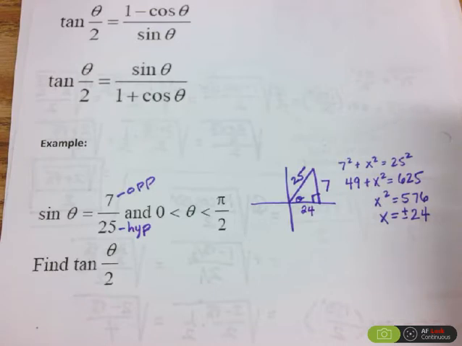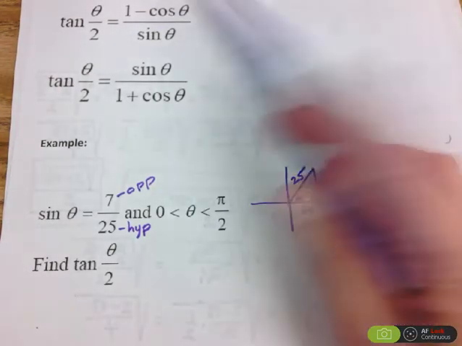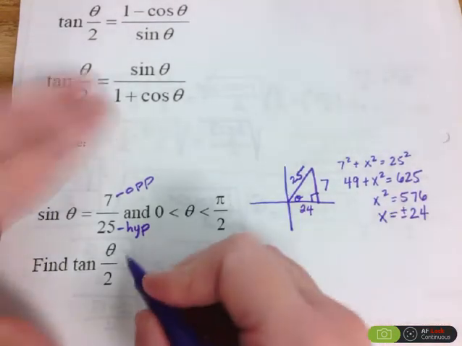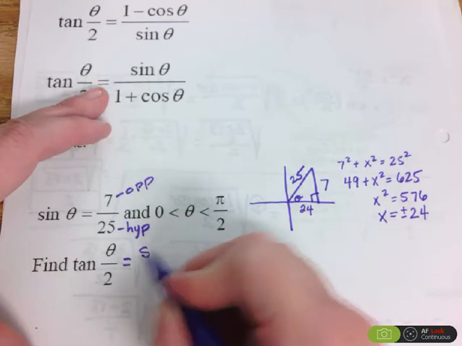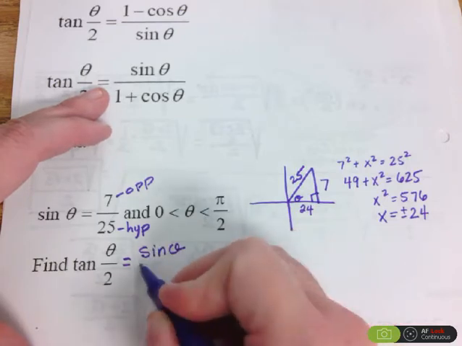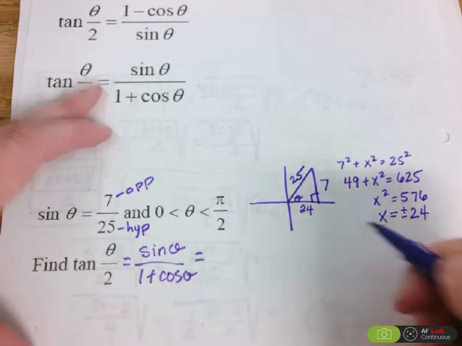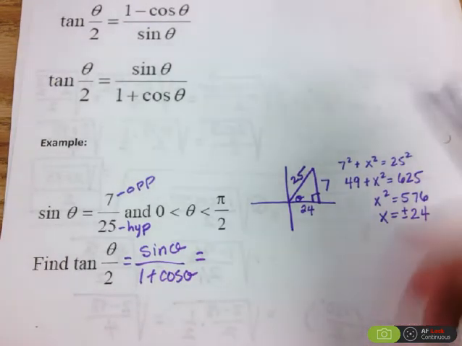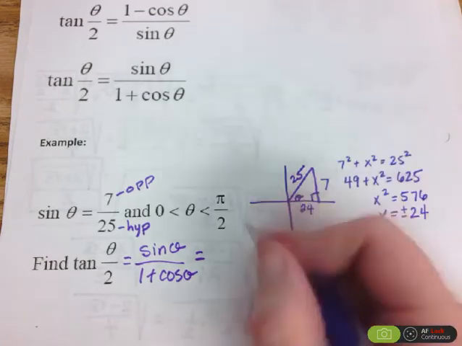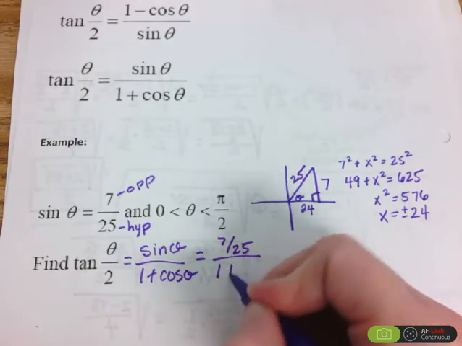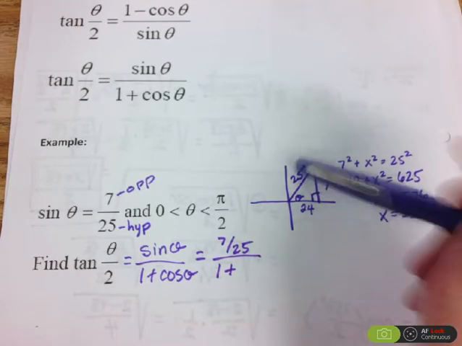Now we need to use one of our formulas. So we said we're going to try to avoid the first formula. So which one do you want, the second or the third? Third. The third one, okay. So I'm going to write it out. Sine theta over 1 plus cos theta. Sine theta is opposite over hypotenuse. 1 plus cos theta, which is 24 over 25.